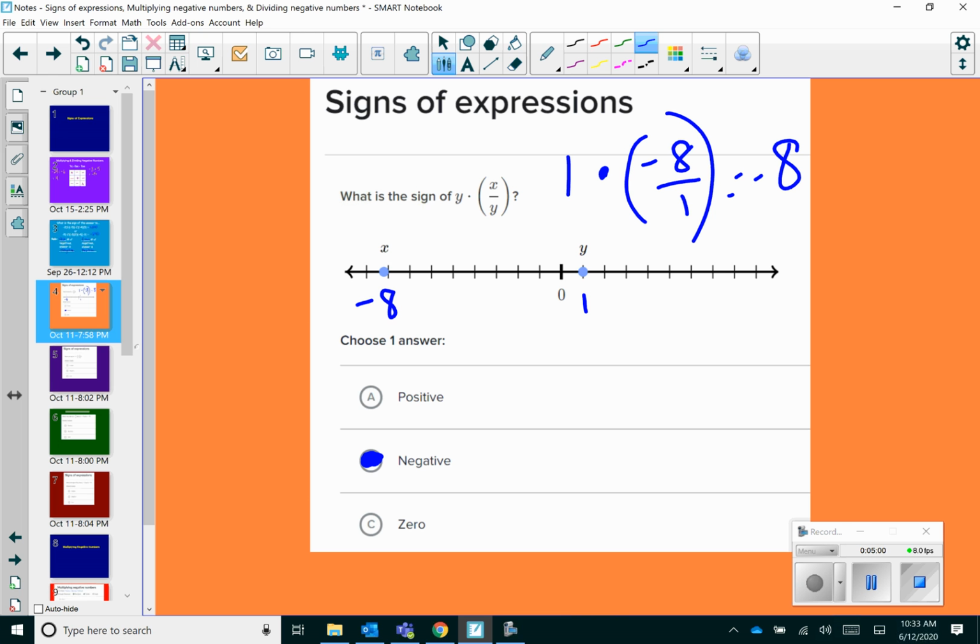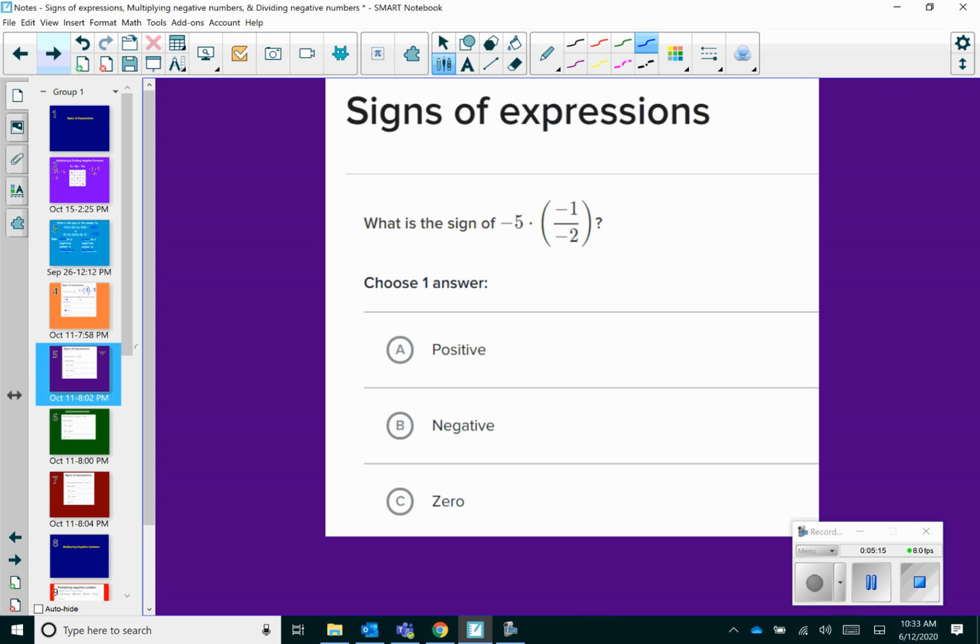But the other thing I could look at is, well, I know y is positive and x is negative. Well, I've got 1x, which means there's one negative in the problem. 1 is an odd number, which means my answer is going to be a negative. Let's try another one. Here, I'm just going to count my negatives. I have 1, 2, 3 negatives. That's an odd number, which means my final answer is going to be a negative as well.